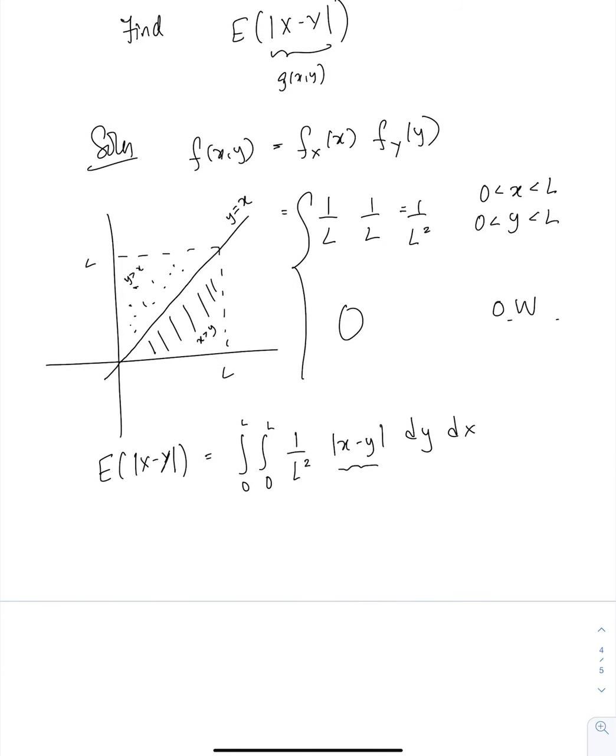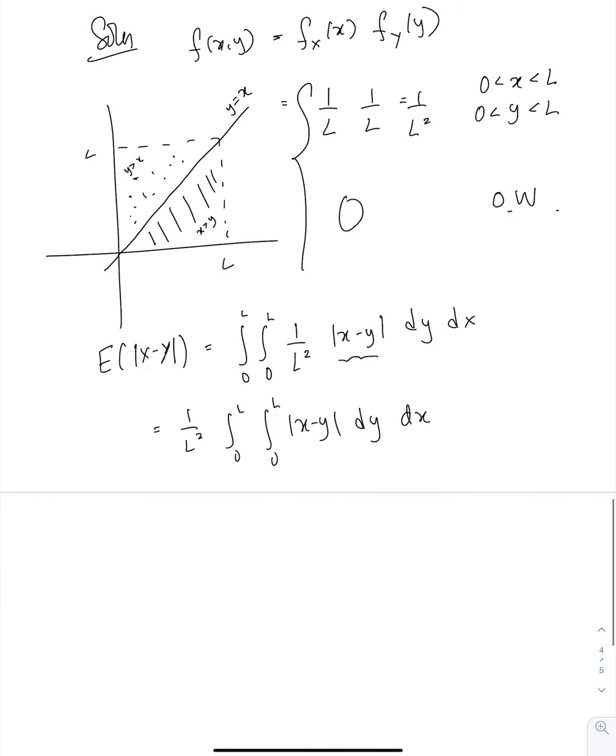So let's take a look. Here, let's just write this down as 1 over L squared, integral 0 to L, integral 0 to L, absolute x minus y, dy dx. All right? And so let's take a look at this. When y is between 0 and x, x is bigger than y. So let's just write that. 0 to x, x is bigger than y, so it's x minus y.